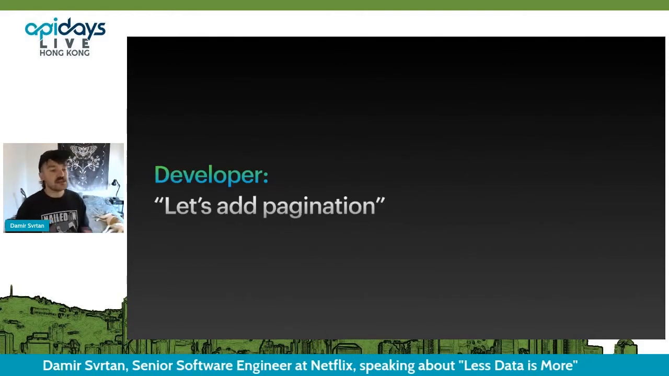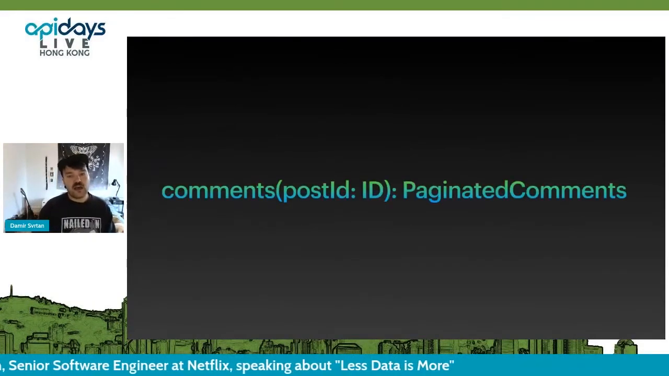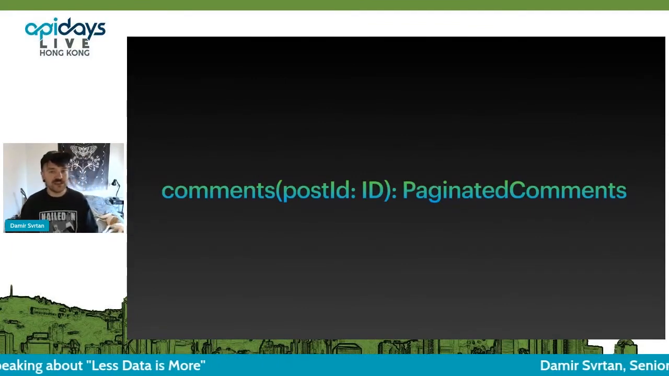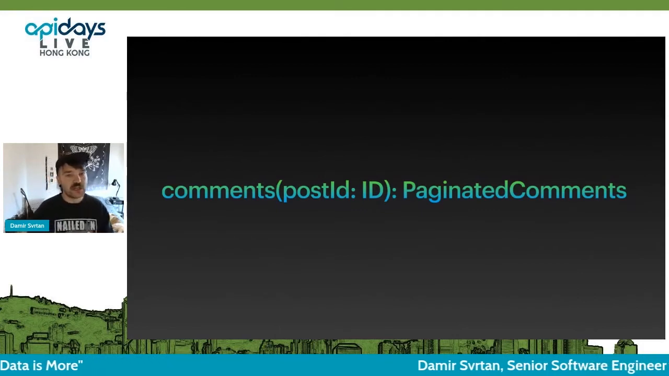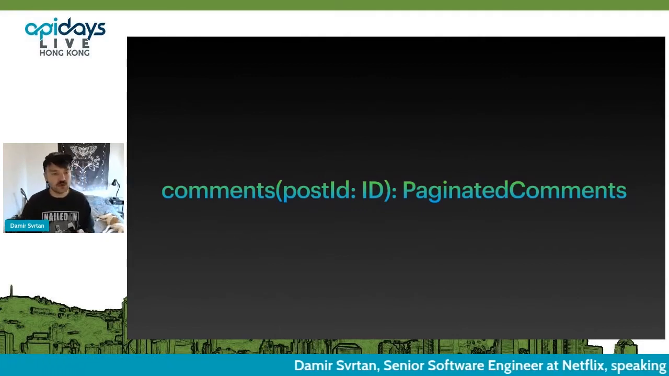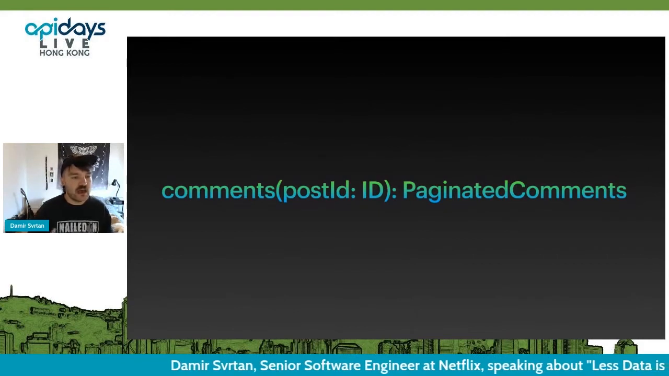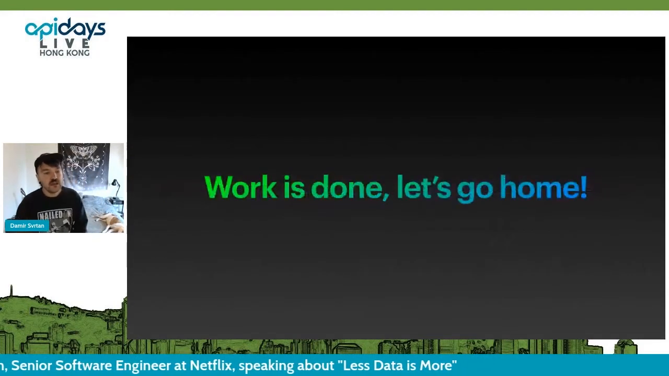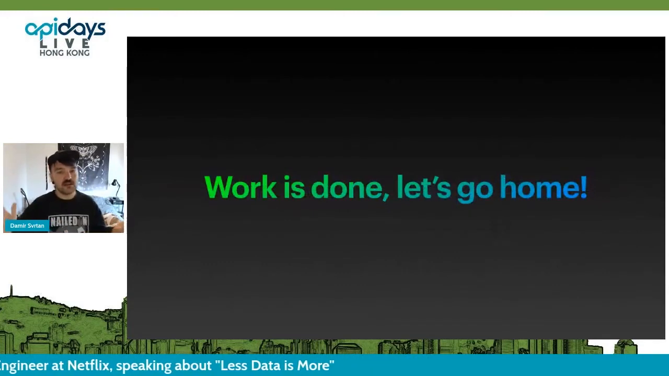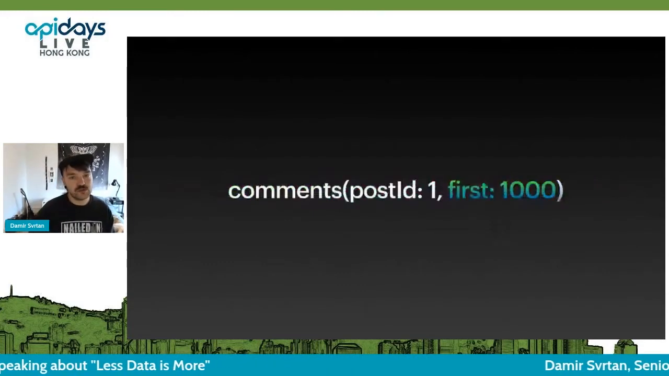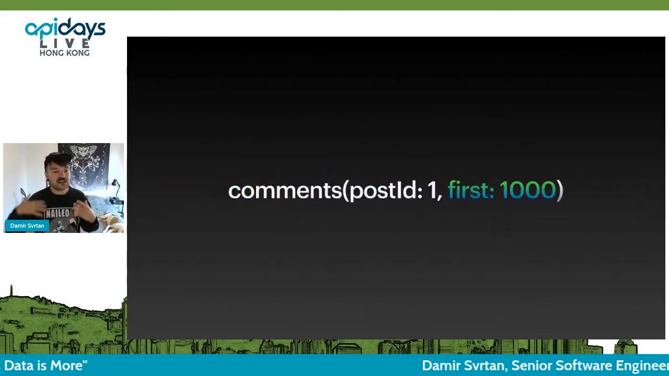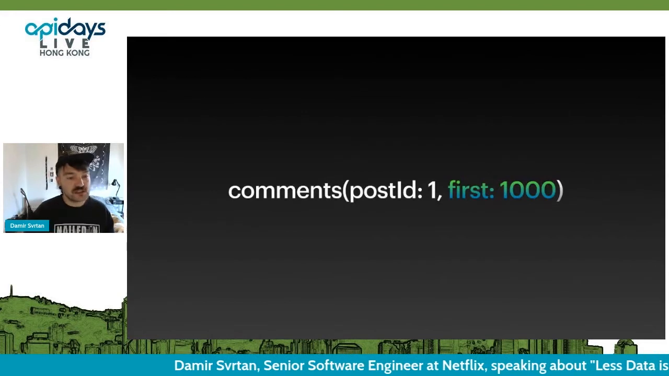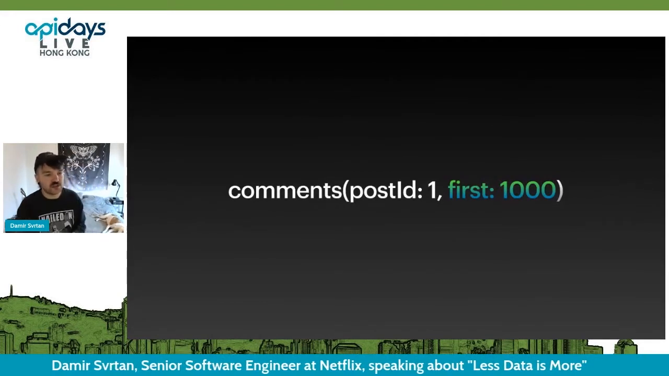So now the developer might say, let's add pagination. And we introduce some kind of paginated comments. It really doesn't matter what kind of implementation. But this is potentially either a breaking change or you're introducing a new query like paginated comments. And now all of a sudden you have to maintain more code. And now the API developer might say, work is done, let's go home. Well, not so soon. What if the client, when they ask for comments, just says, give me the first 1,000? Because the client was too lazy to actually do paginated requests.